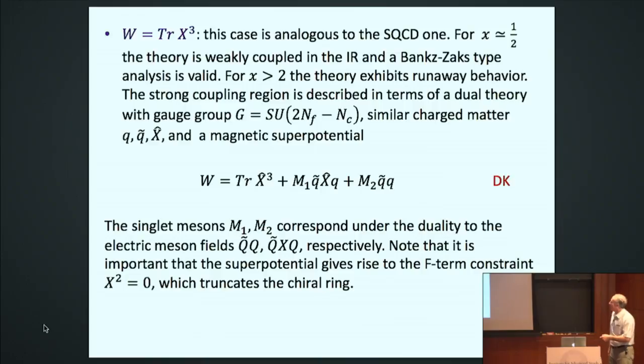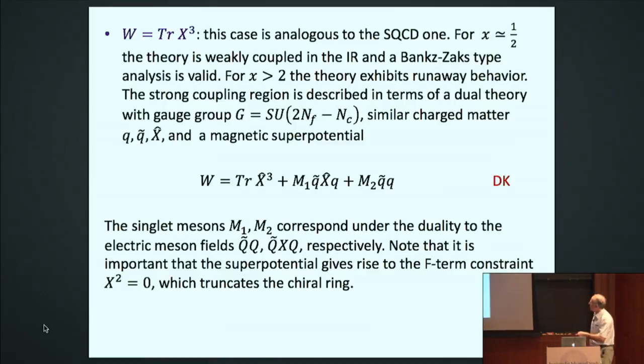You can try to turn on a superpotential. If you want to preserve the SU(nf) x SU(nf) chiral symmetry associated with the fundamentals and you want renormalizable theories, the only thing you really can do is a cubic superpotential. In that case, you get some structure which is similar to the SQCD story. There is a weak coupling regime where Banks-Zaks type analysis is valid. Then there is a point at which the theory exhibits runaway behavior. And in between, it moves from a weak coupling to a strong coupling regime, where towards the top of that range in X, the better description is in terms of some dual theory, which has more meson fields, more singlets, etc.